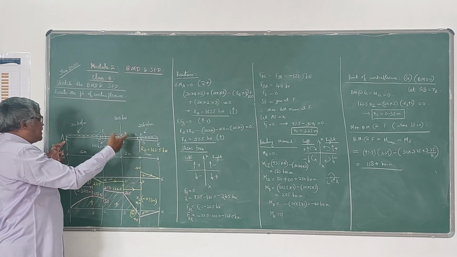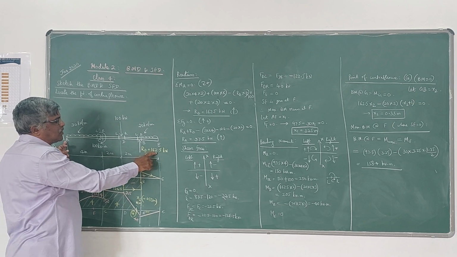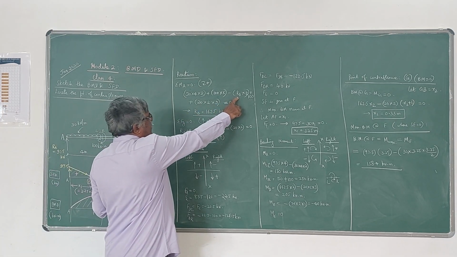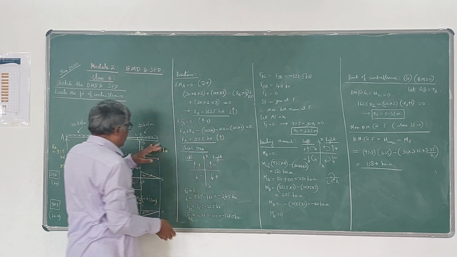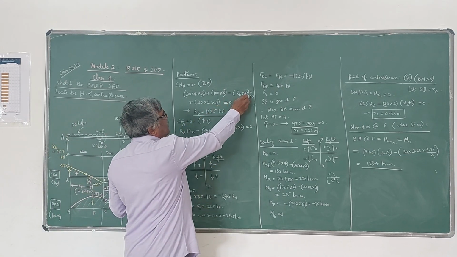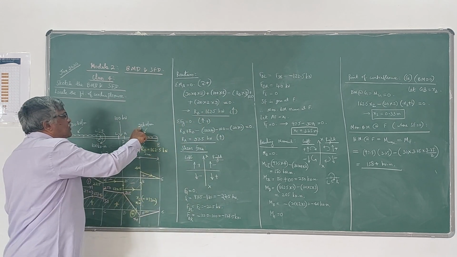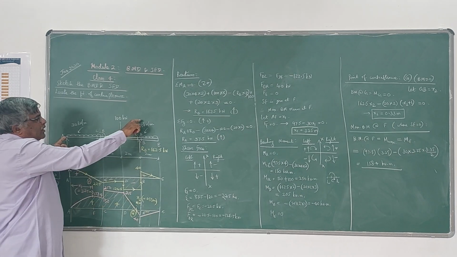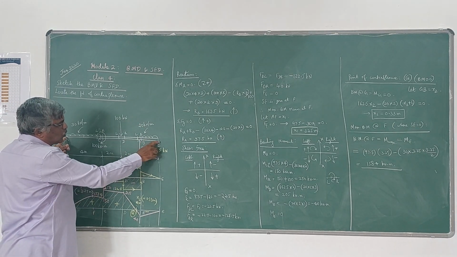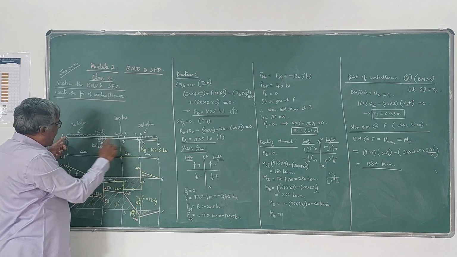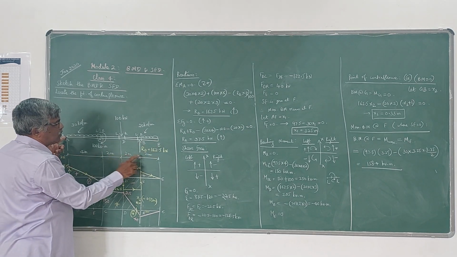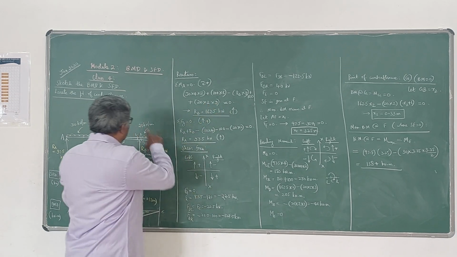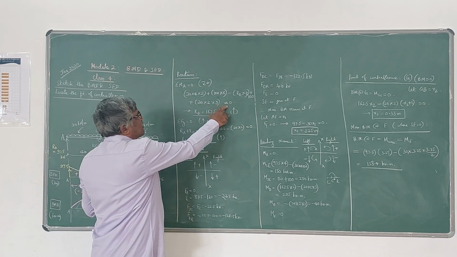Then due to this RB, it is giving an anti-clockwise moment, minus RB into 8 meters. Sorry, minus RB into 8. Then this 20 kN per meter UDL is also giving a clockwise moment. 20 into 2, that is the total load, acting at a distance of 4 plus 2 plus 2 plus 1. So that is 9 meters. So 20 into 2 into 9, which is giving clockwise moment, therefore plus, this is equal to 0.